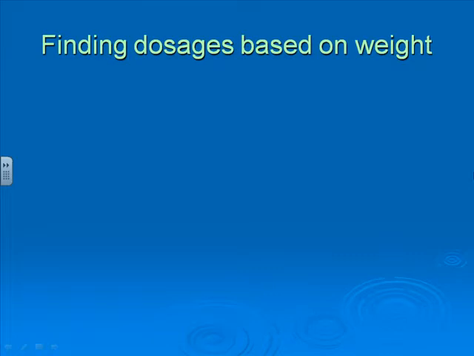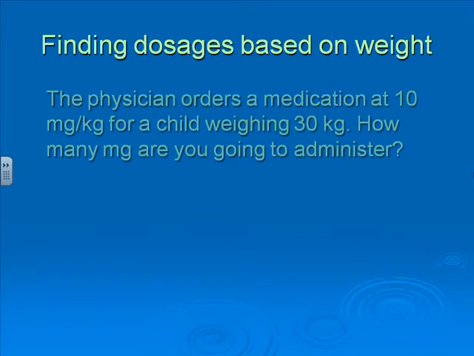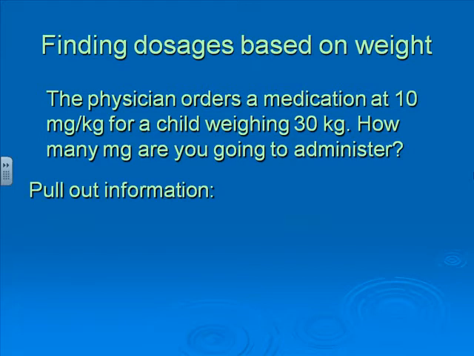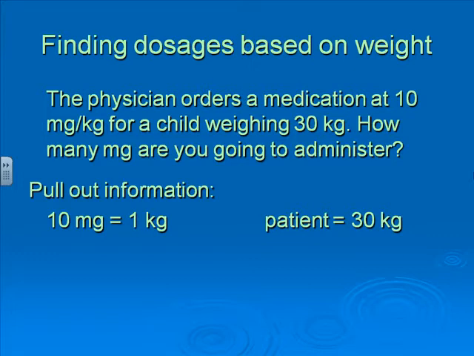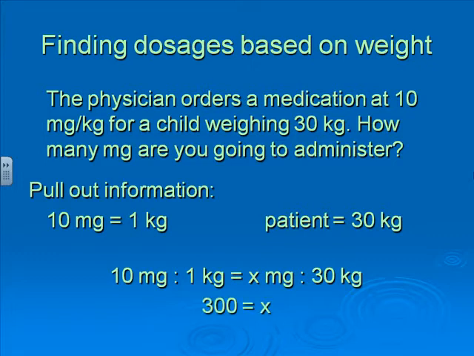First, let's look at finding dosages based on weight. Let's say a physician orders a medication at 10 milligrams per kilogram for a child weighing 30 kilograms. We need to know how many milligrams we're going to administer to our patient. First, we want to pull out our information. We're supposed to give 10 milligrams to 1 kilogram. Our patient weighs 30 kilograms. We're going to have to convert that 30 kilograms into milligrams by whatever method we choose to use. In this case, we're showing the ratio method. It doesn't matter which method you use, we'll discover we need to give 300 milligrams.